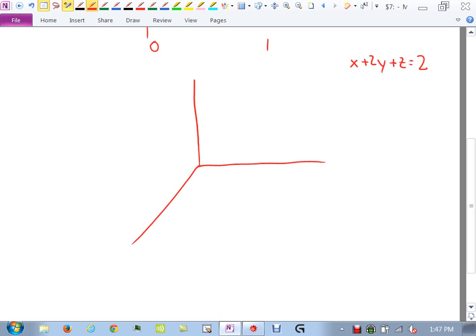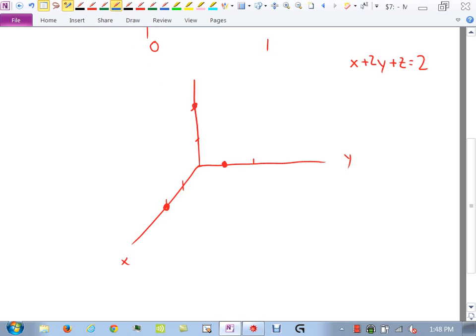How many points do you need for a plane? 3? How about an x-intercept, a y-intercept, and a z-intercept? Where does this graph hit the x-axis? How would you figure that out? Set y and z to 0, and you get what? 2, 0, 0. So this is x, this is y. So I'd be here. How about a y-intercept? Set x and z to 0, you get y is what? 1. So that'd be here. And how do you get the z-intercept? Set x and y to 0, you get z is 2.